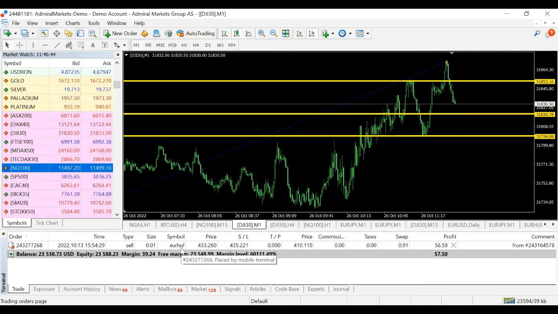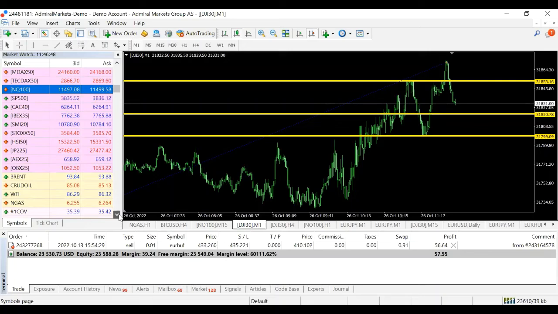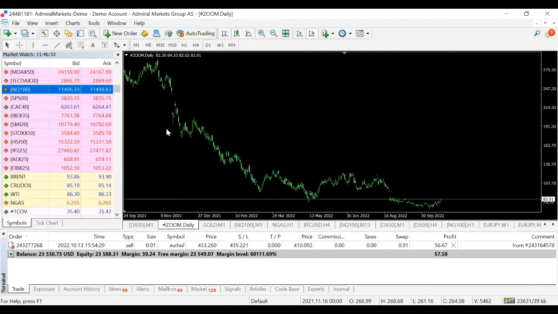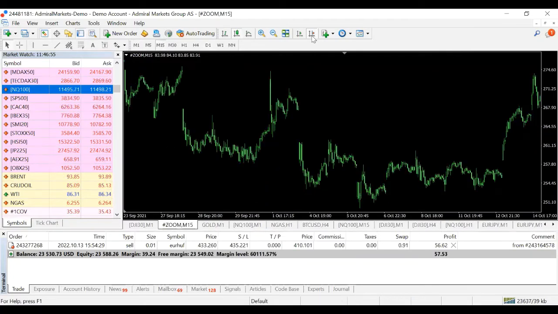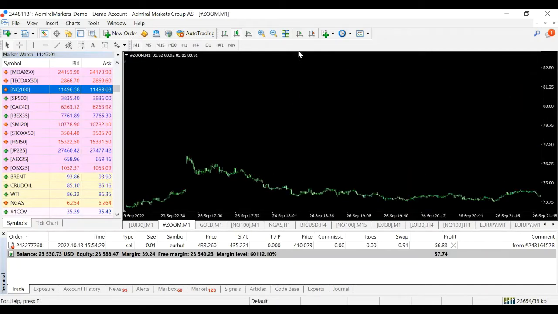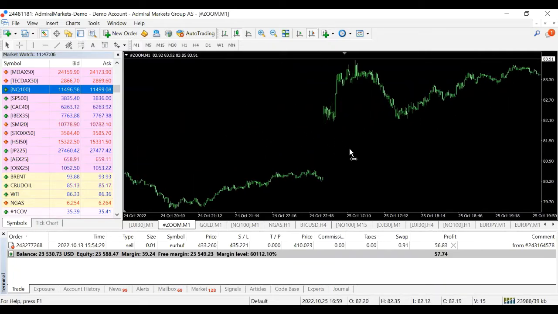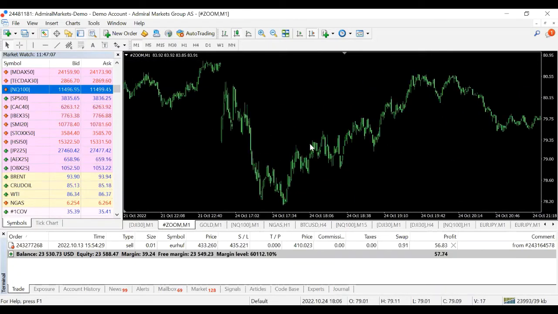So, traders, we have many products. You can trade with shares, equities also. For example, many traders started to wait for a Zoom entry setup on M15. This was a false breakdown. Let's check the M1 chart, for example. Zoom is just an example. I don't tell you to buy Zoom or not.